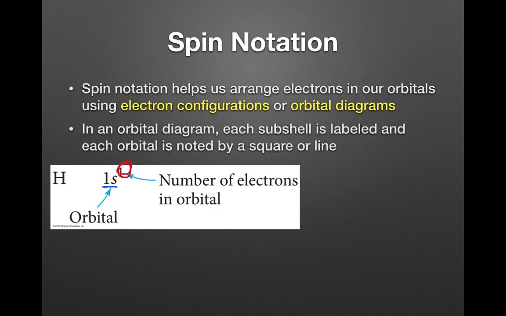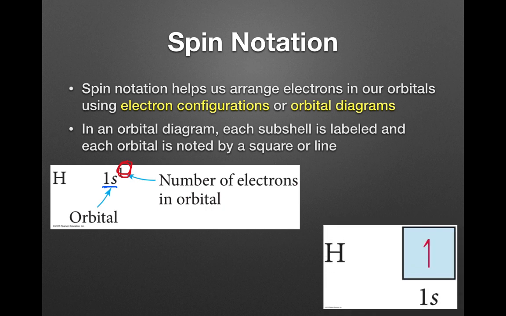Now we can also use what's called an orbital diagram. And in an orbital diagram, each of our subshells, so in this case the 1s, is labeled, and each orbital within that subshell is noted either by a square or a line. And so we can take a look to see what hydrogen would look like here. And there we see our 1s orbital as a square, and our electron here is drawn as a one-headed arrow or a half-headed arrow. That's usually how we have electrons in these diagrams.